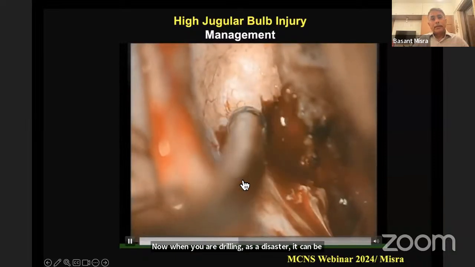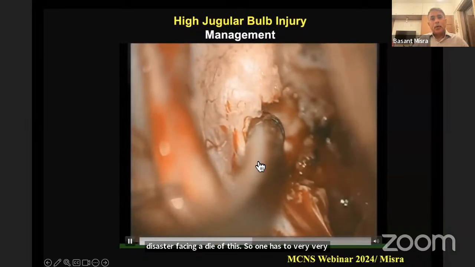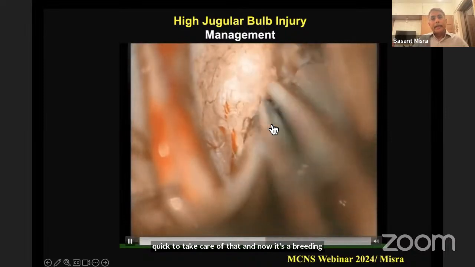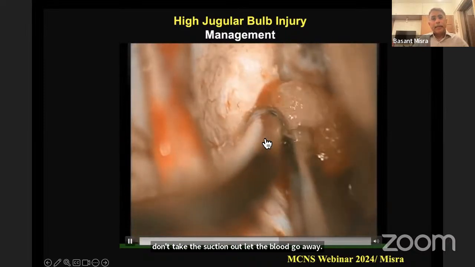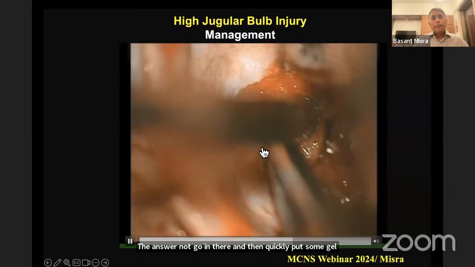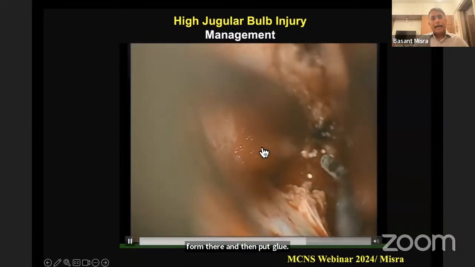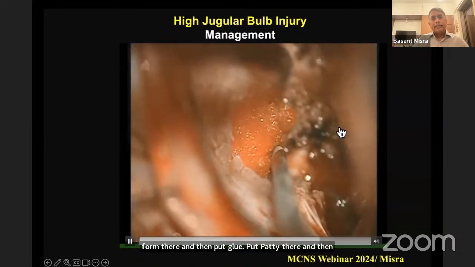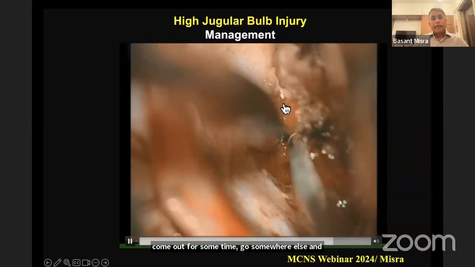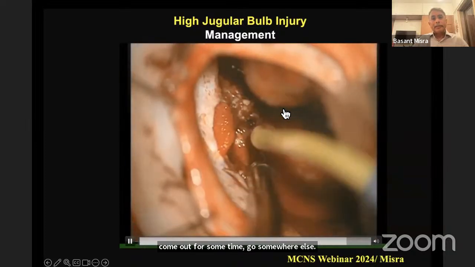And now it's bleeding. Don't take the suction out. Let the blood go away. The air should not go in there. And then quickly put some gelfoam there, and then put glue, put a patty there, and then come out for some time, go somewhere else. And then the patty has to be removed, and then you use only a diamond drill after that.